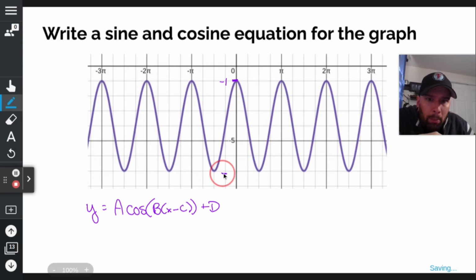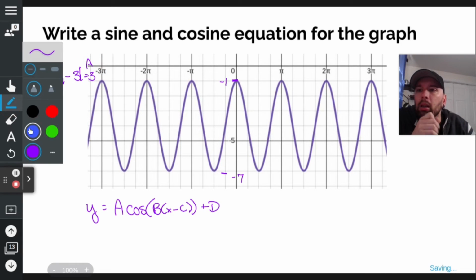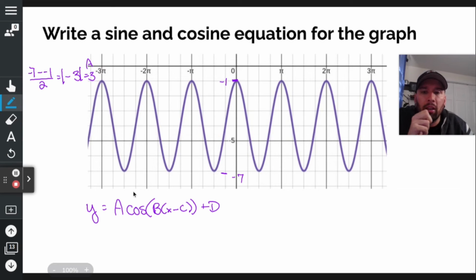The very bottom happens at -7. So the amplitude is going to be -7 minus -1 over 2, which is -6 over 2. So the amplitude is -3, but it's got to be positive, so the absolute value is +3. Okay, so probably did a bit too much there. That's all right. A is 3. I think I was thinking midline thoughts when I did this, but I'll get there.